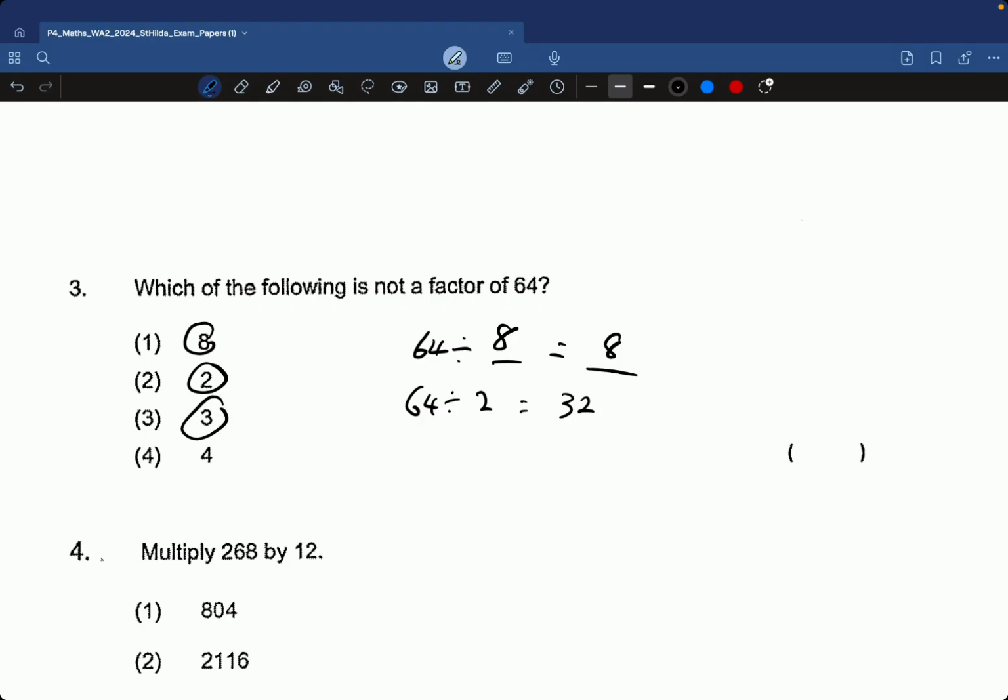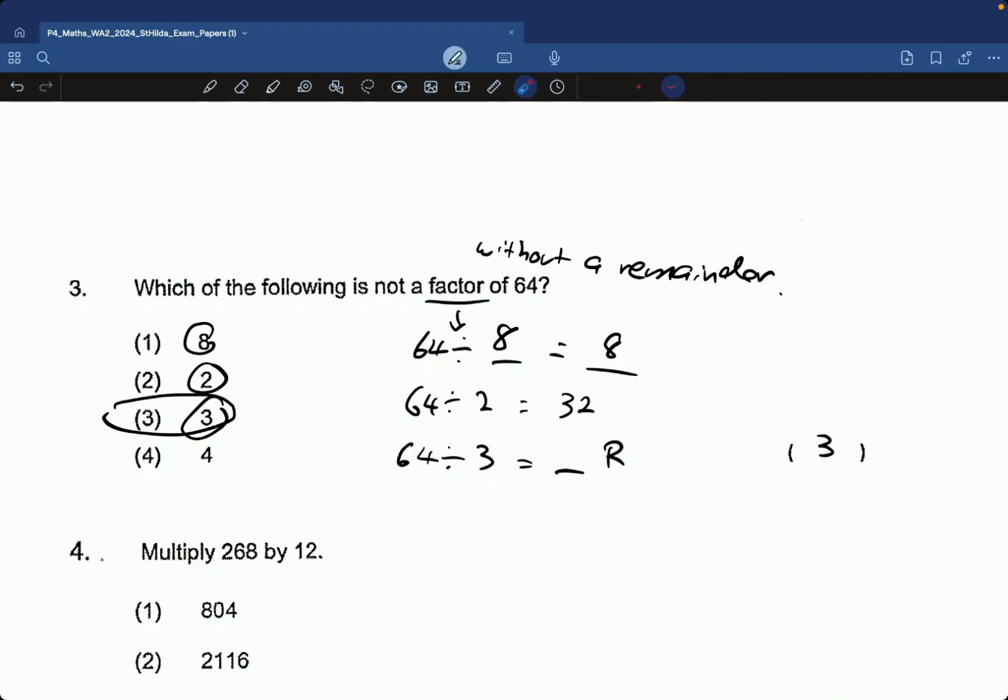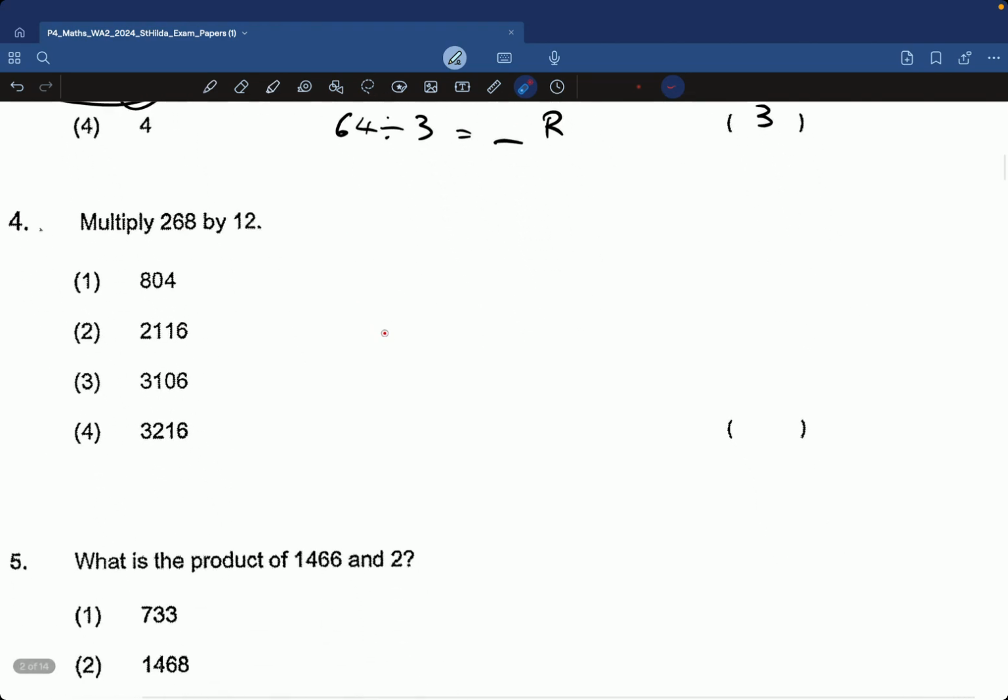Can 64 be divided by 3? No, 64 can't be divided by 3. It can, but it will leave us a remainder. So for factors, it's basically anything that you can divide without a remainder. Okay. So in this case, number 3 is the correct answer because 3 is not a factor, or a number that can be divided without a remainder. All right, so let's move on to question 4.